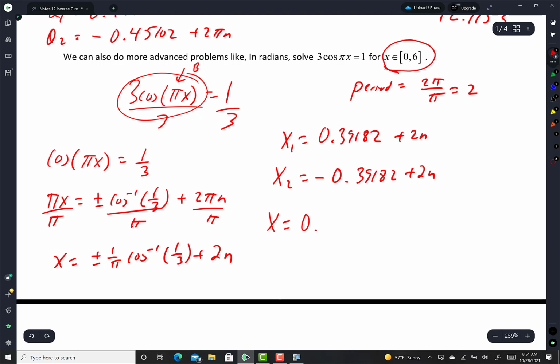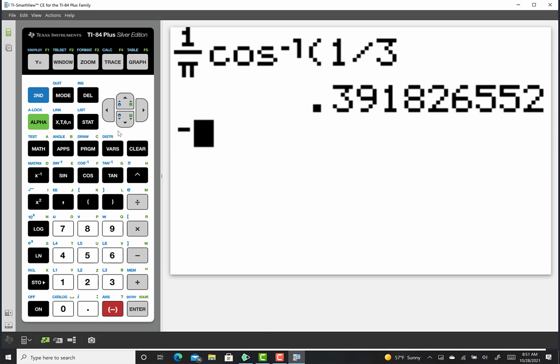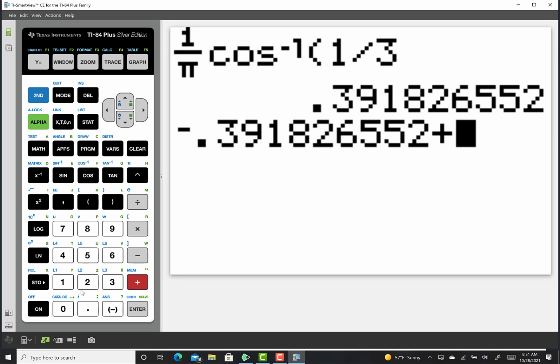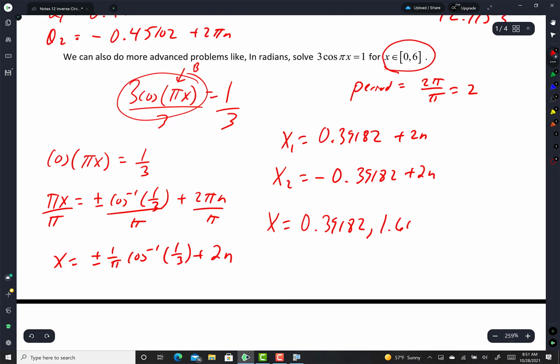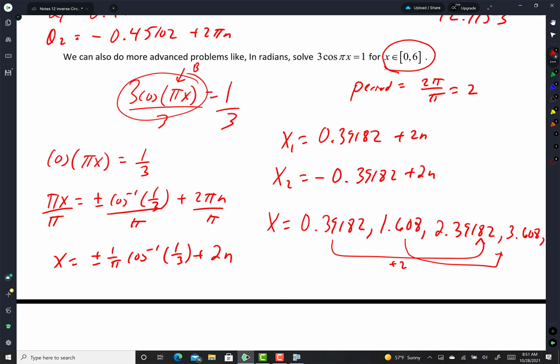x equals 0.39182, comma, and let's see, negative 0.39 plus 2. So I'm going to take my little calculator here. Negative that guy plus 2: 1.608. Then you take the 0.39182 and add 2, so you can just change the 0 to 2: 2.39182. And then take the 1.608 and add 2 to it, so 3.608. And we still got more answers because we can go all the way to 6, right?